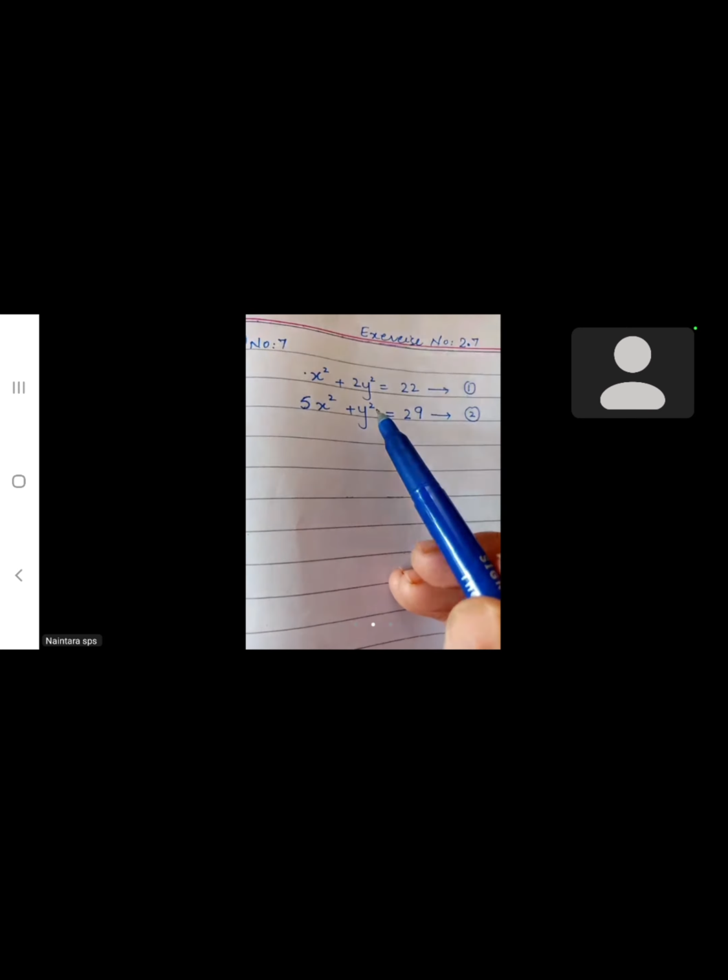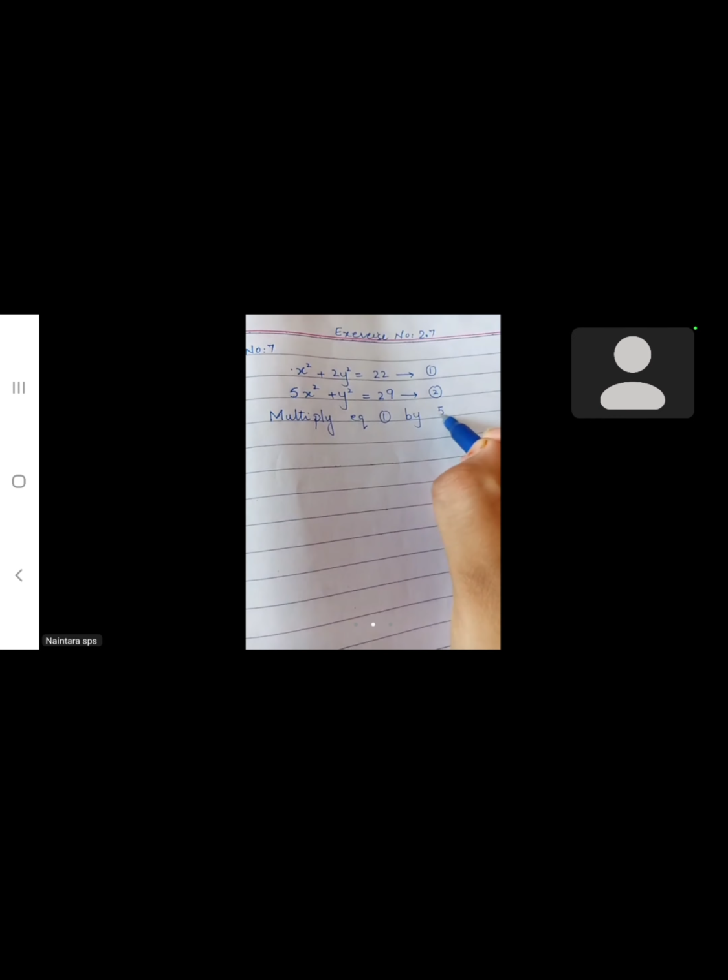Okay, here it's up to you which method you use. First one, check the coefficients of the first equation. It is 1 and it is 2. And here it is 5 and it is 1 y square. Equating coefficients means you make this one 5. Think of a number; if we multiply this equation by that number, we can have equal coefficients of x square or equal coefficients of y square. Is it okay? Yes, ma'am.